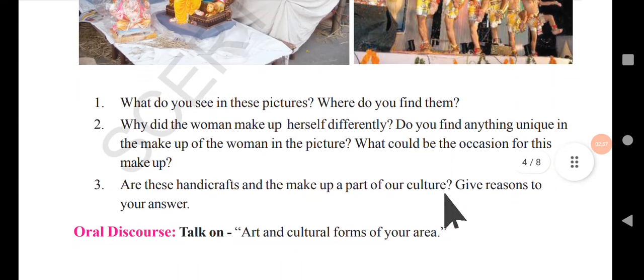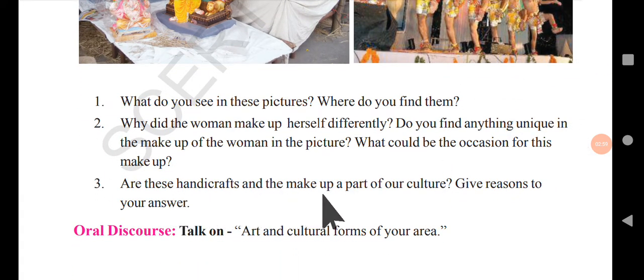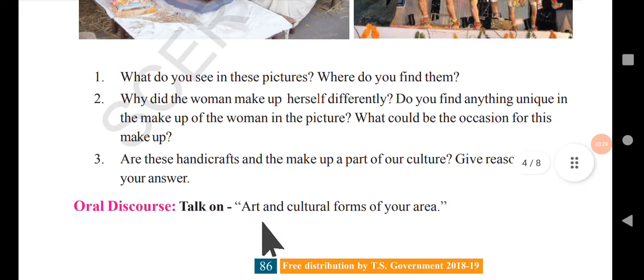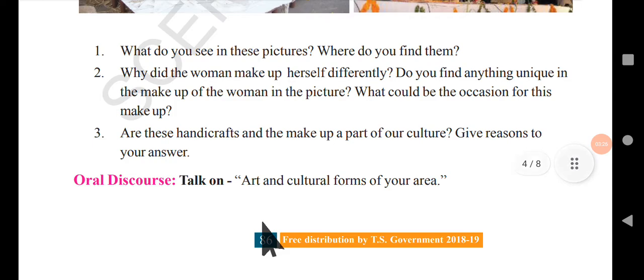Next one, are these handcrafts and the makeup a part of our culture? Give reasons for your answer. So here we can see that these are related to some different cultures. So the question is, are these handicrafts, in the sense they are made by hand, do they represent any culture? Yes, of course they represent different cultures. So now you can also give reasons for your answer. Okay, you can say that a particular picture relates to one culture where they perform differently and all.